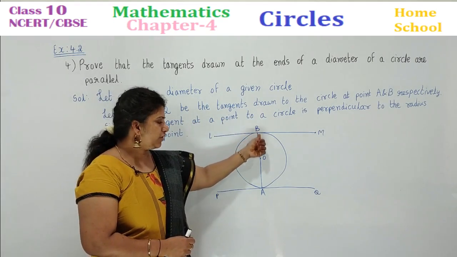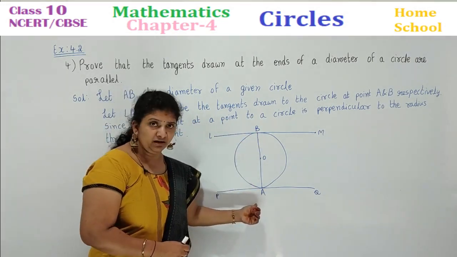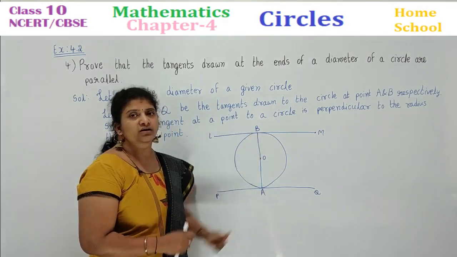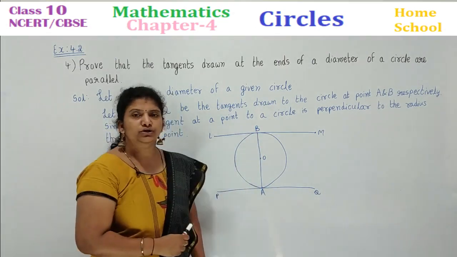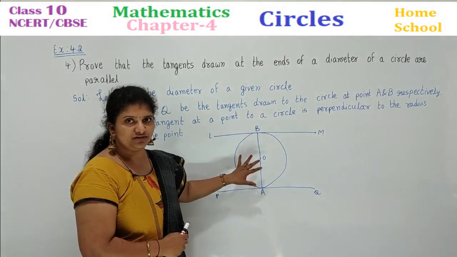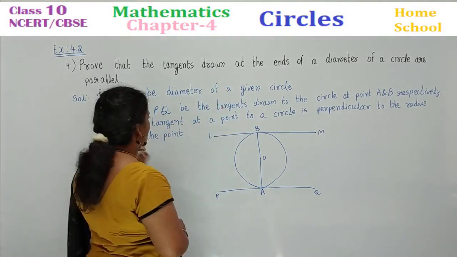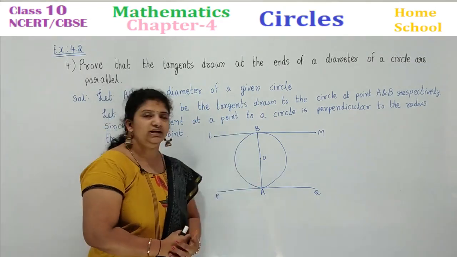See here, B is a point of contact and A is a point of contact where AB is a diameter, right? With these end points of a diameter, draw two tangents. LM and PQ are the two tangents I have drawn for the circle, of a diameter of a circle are parallel. What we need to prove? We need to prove LM is parallel to PQ.